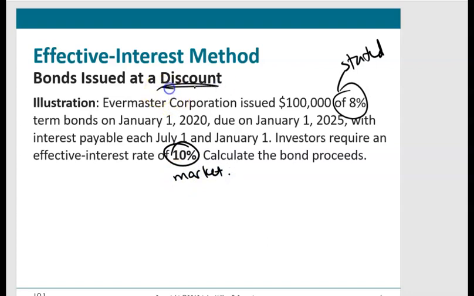So we're told here that the bonds were issued at a discount, but anytime the stated rate, or the rate that the bond is actually going to pay in cash, is less than what other similar bonds are offering, of course, this bond is going to be issued at a discount. This slide says calculate the bond proceeds. Now in class, or on exam, we're not going to be asked to calculate the amount of the proceeds, but let's just quickly see how we would do that.